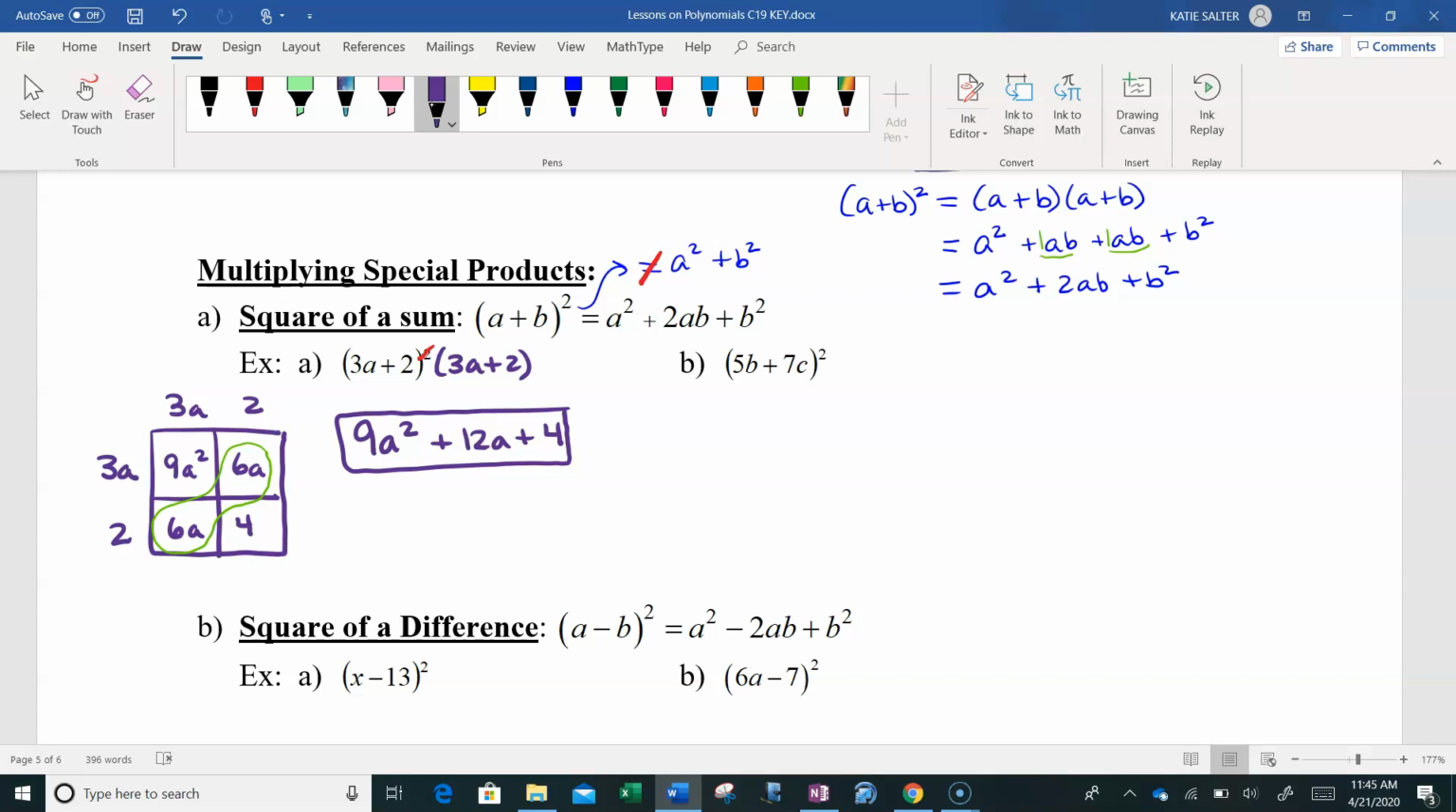All right, pause the video, try the next one. Okay, so this time I'm going to FOIL. I will suggest don't keep changing up your method. Either do the box method or do the FOIL method so that you get that method down pat.